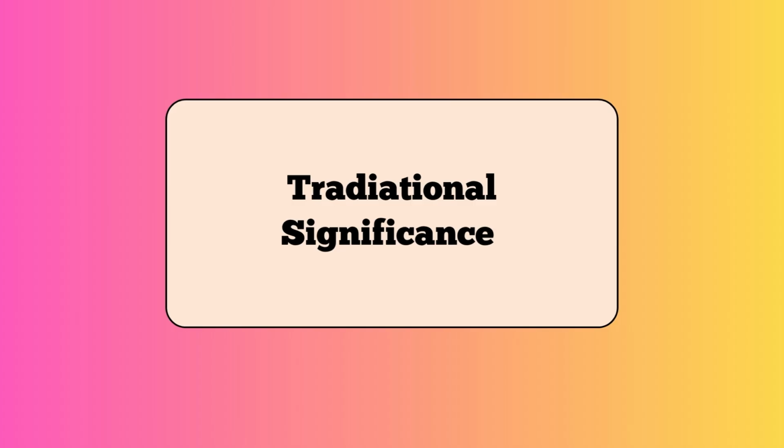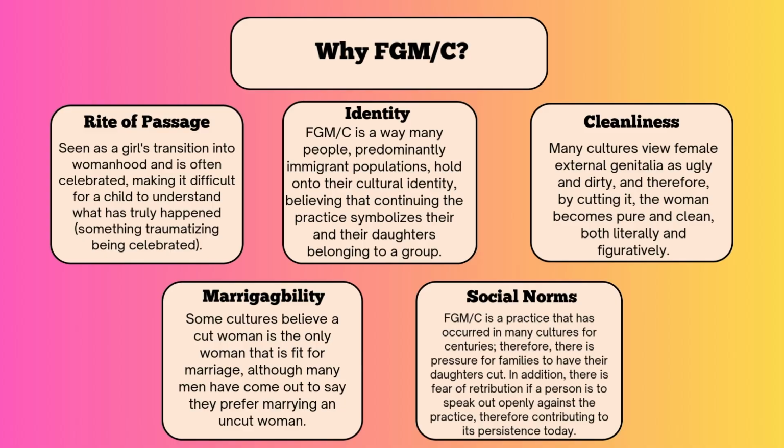As we discussed earlier, FGMC has no religious backing and is not discussed in any religious scripture. Therefore, FGMC is a traditional practice, not a religious or cultural practice. We must understand the traditional significance of FGMC so we can work to end it once and for all. The 5 main reasons given for why FGMC is performed are rite of passage, identity, cleanliness, marriageability, and social norms. The significance of rite of passage is FGMC is seen as a girl's transition into womanhood and is often celebrated, making it difficult for a child to understand what has truly happened.